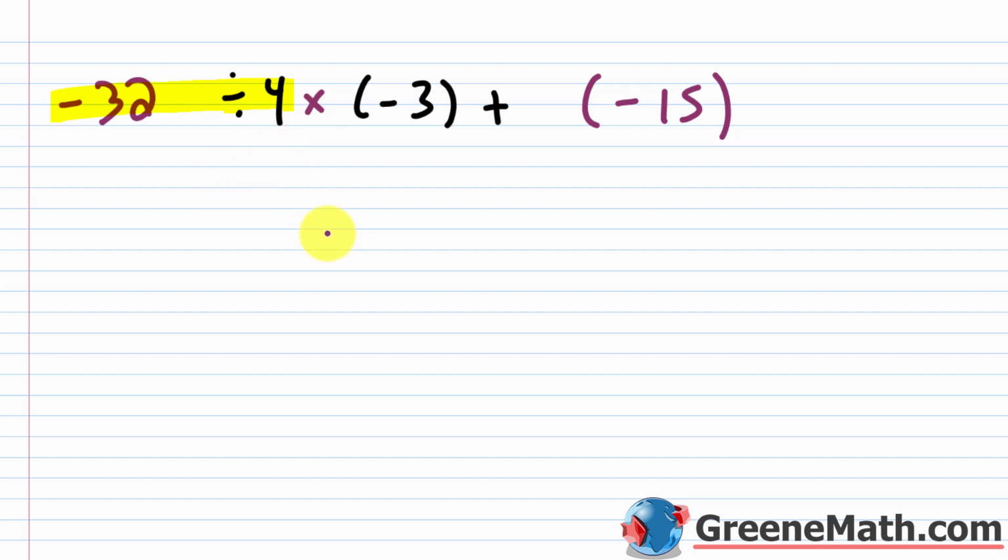So you want to say, what is negative 32 divided by 4? Negative divided by positive is negative. 32 divided by 4 is 8. So this is negative 8. So I'm just going to erase this and put in a negative 8 there.